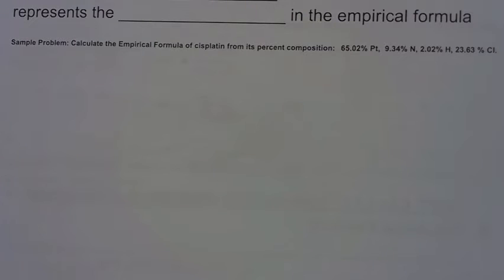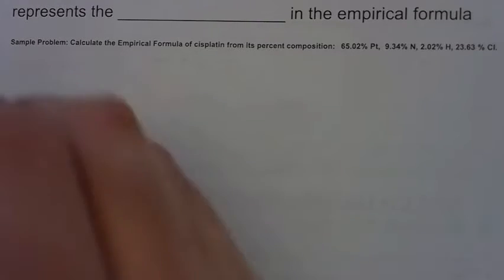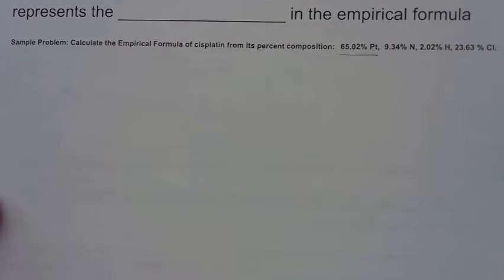Hi, this problem is to help you with calculating empirical formulas from percent composition. Either they give you the mass of each element present or they give you the percent composition. If it's the percent composition, there's one small extra step, but basically you take the percentages of each element and pretend that you have 100 grams of it, and you change it into grams.